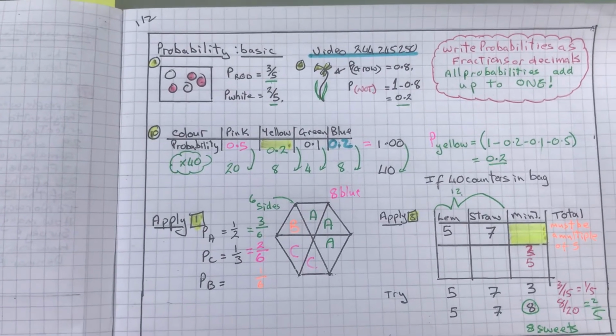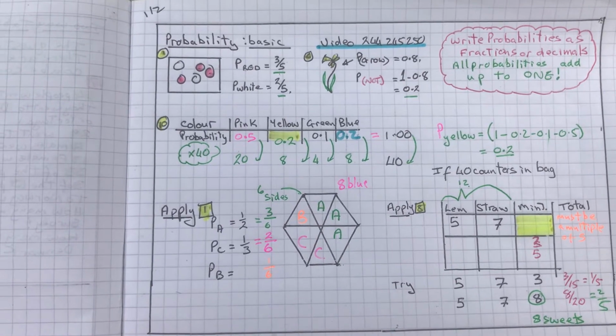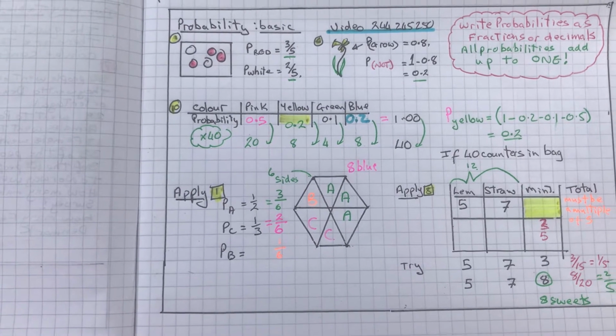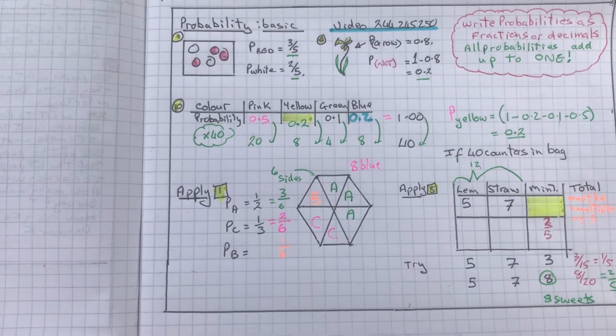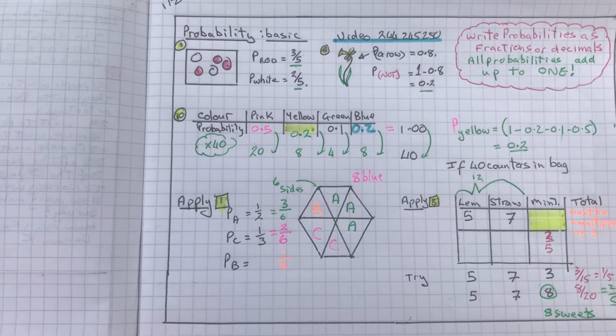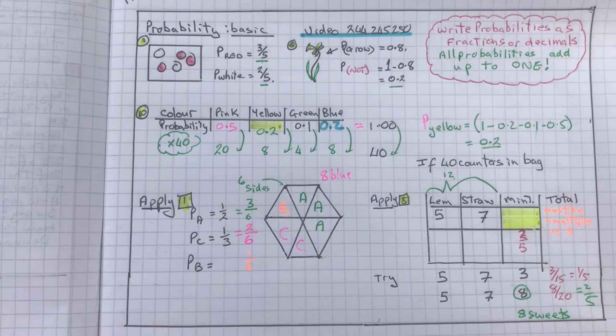Next question, it says the chance that a bulb will grow is 0.8. What's the chance that a bulb will not grow? Well, all probabilities add up to 1. So it either grows or doesn't grow. So to calculate the answer, I do 1 minus 0.8, which gives me 0.2.